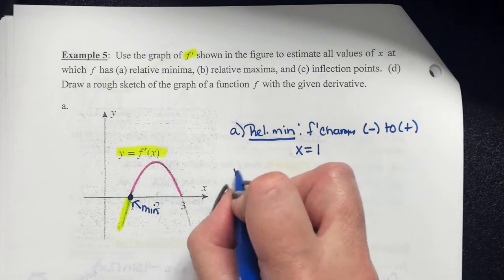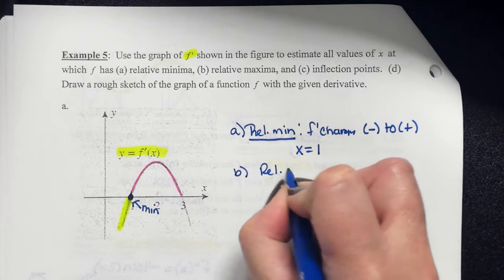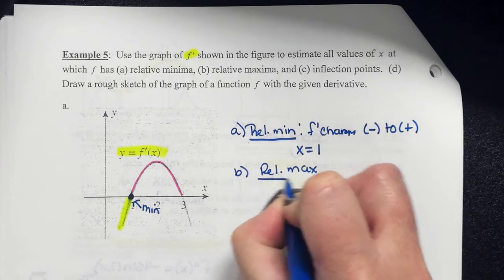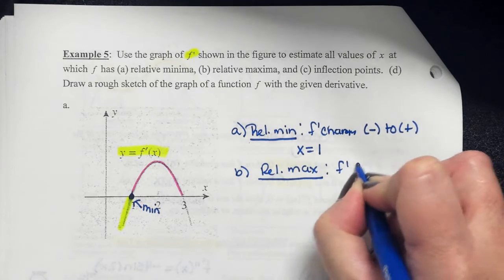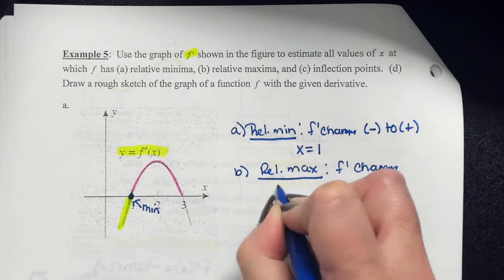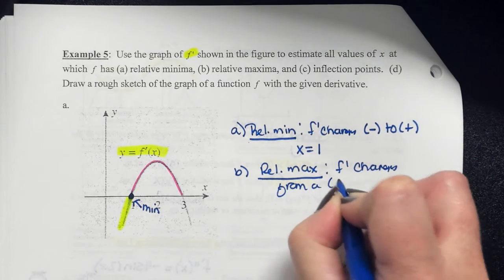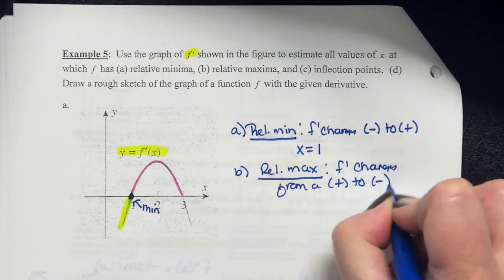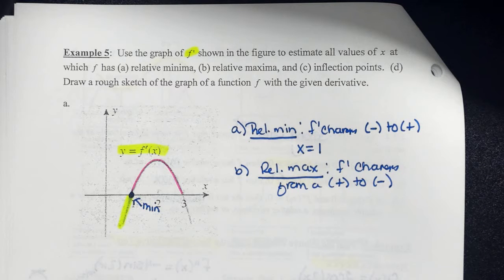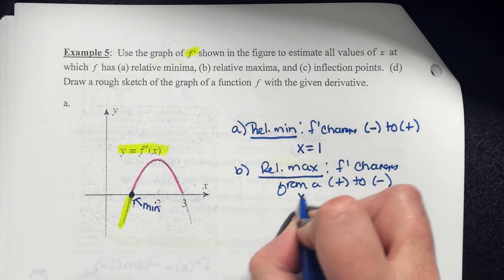Part B is asking about a relative max. Remember, this occurs when f prime changes from a positive to a negative. So where is f prime changing from a positive to a negative? It's changing where? At x equals 3.